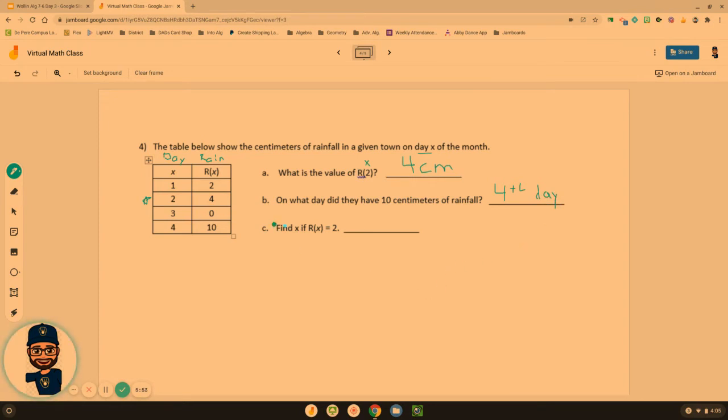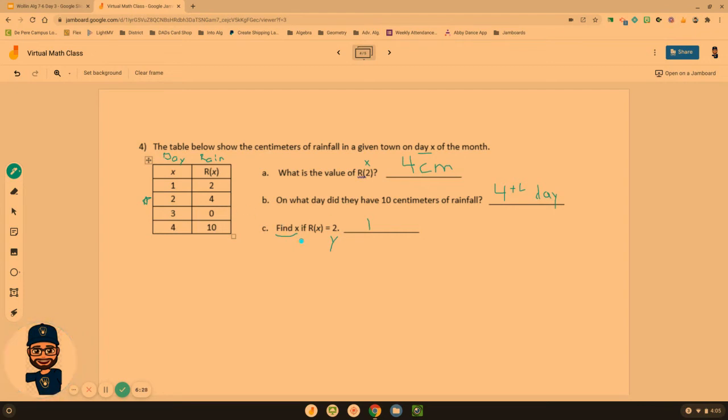Now the last one says find the X value if R of X equals 2. Remember from our previous slide, this would be the Y value, or the output. So where was the output 2? Right here. So what was the X value? The input was 1, or day number 1. So it's trying to understand how the problem is set up and what it's asking you for.